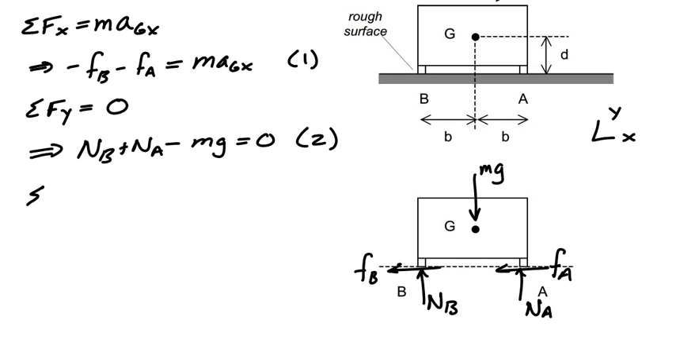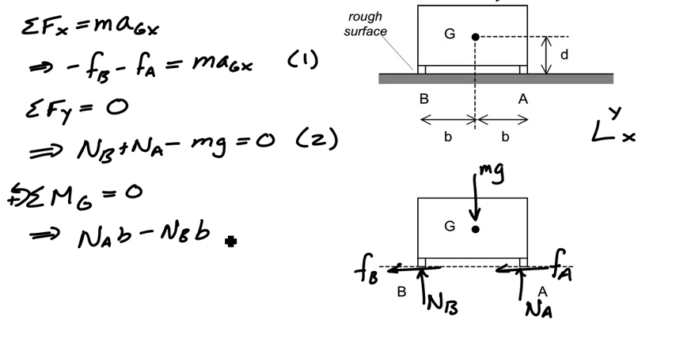I can also sum moments here, and I'll do so about point G, and set that equal to 0 because we know the block's not going to rotate. I'll do this in a counterclockwise positive sense. And if I do this, I'm going to have, first of all, a positive moment created by NA. So I'm going to have NA times its moment arm, which will be B. I'll have a negative moment created by NB, so I'll have minus NB times B. And then I'll have negative moments created by FB and FA, respectively. And so I can set that equal to 0 and call that equation 3.